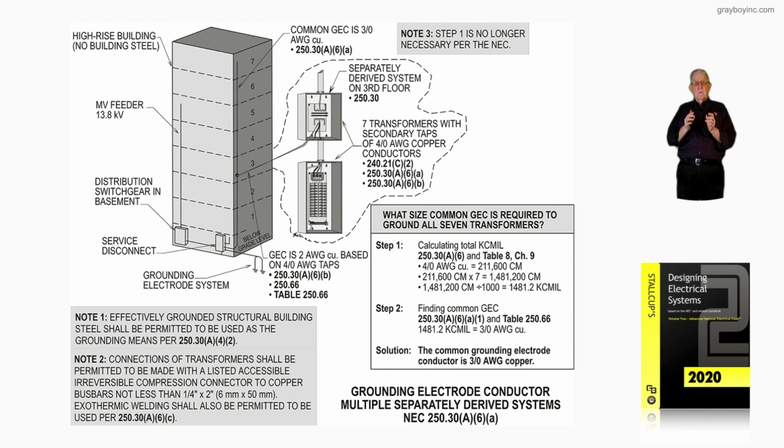Now, that's what our Figure 16-46 is illustrating: the grounding electrode conductor means and how we could provide it when multiple separately derived systems are installed in accordance with NEC 250.30(A)(6)(a).